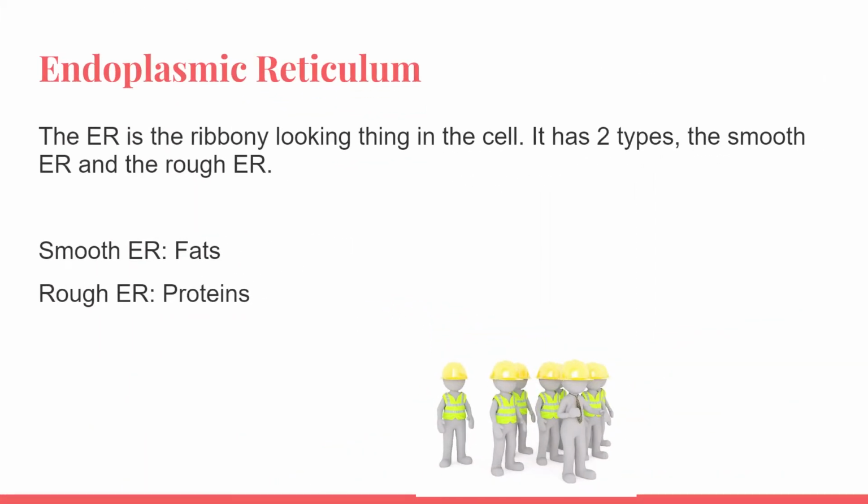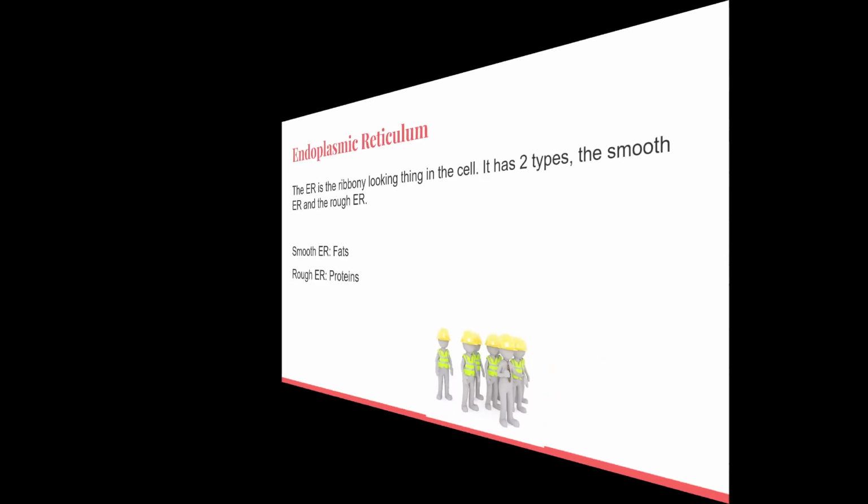So next we have the endoplasmic reticulum. The ER is the ribbony looking thing in the cell. It has two types, the smooth ER and the rough ER. For now, we'll just learn about the superficial stuff. The smooth ER has fats, and the rough ER has proteins. Not necessarily has, but it's associated with these things. And you saw the rough ER had ribosomes on them, and ribosomes produce proteins. So you'll see what they do soon in the next episode.